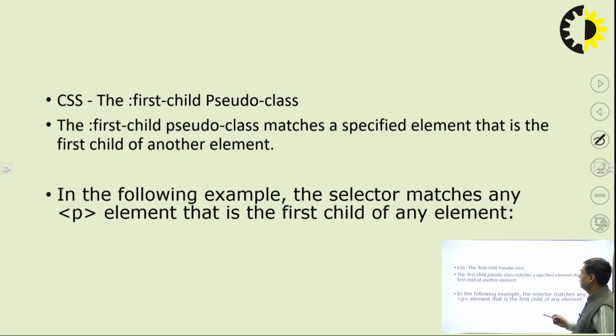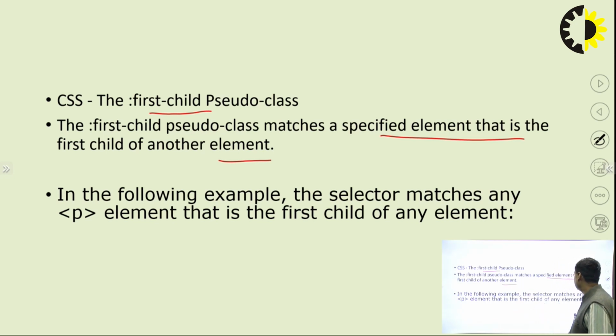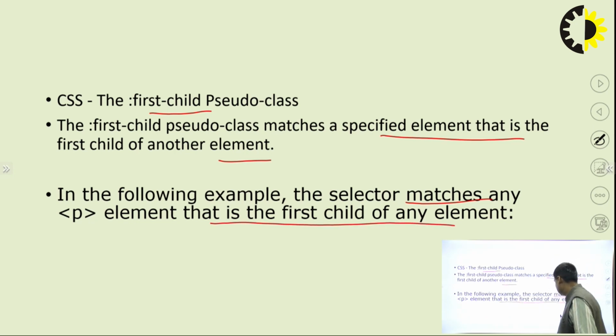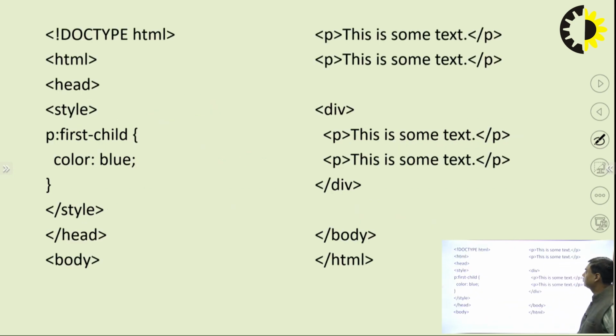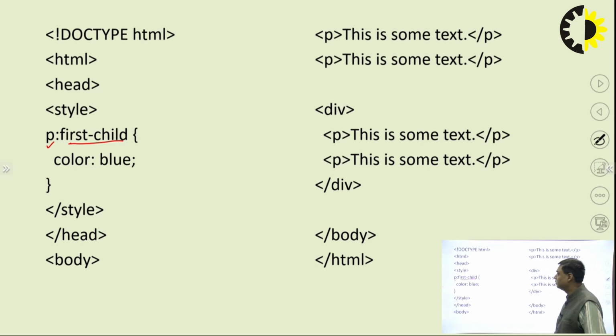Next is one of the pseudo classes, first child. We are considering only the first child of a particular element. It matches a specified element that is the first child of another element. In the following example, the selector matches any p element that is the first child of any element. Now see this example. We have the p element, then we apply the pseudo class first child, with color equal to blue for the first child. We have the p element here, again the p element, then the div element, again the div element.